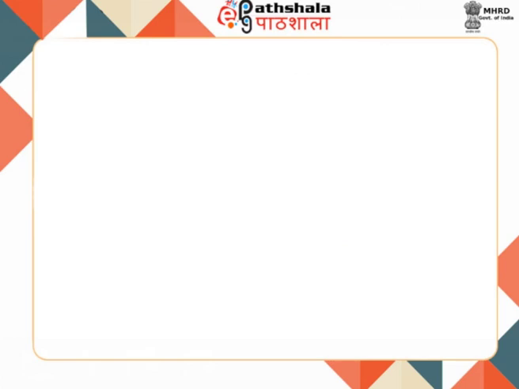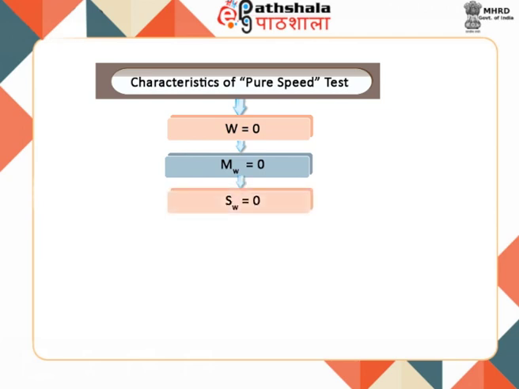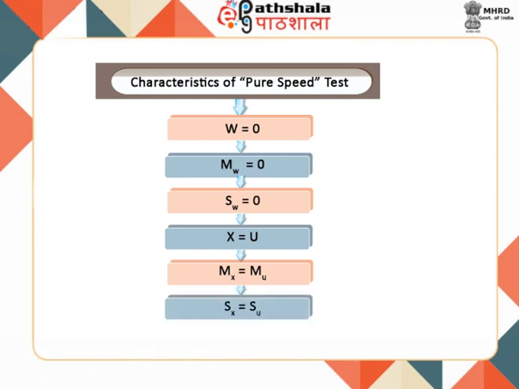In a pure speed test, since there are no wrong answers, W will be 0, and therefore the mean and standard deviation of W will also be 0. Therefore, W is equal to 0, mean W will equal 0, and standard deviation W will be equal to 0. The subject's entire score is determined by the number of items not attempted. So, X will be equal to U. Hence, the mean of X and the variance of X equal the mean of U and the variance of U respectively. MX will be equal to MU and SX will be equal to SU.